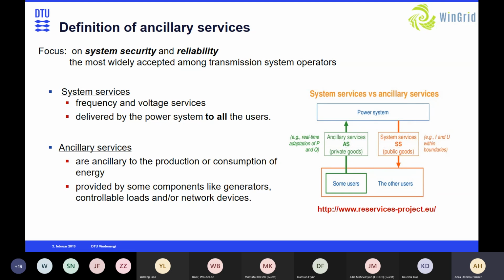One should also be aware that there is a distinction between system and ancillary services. The frequency and voltage control services are called system services because they are defined by the power system to all the users, while ancillary services are ancillary to the production or consumption of energy. They are provided by some components of the system, such as generators, controllable loads, network devices, and contribute to these system services by acting on the frequency of the system or voltage at the point where they are connected in the system.